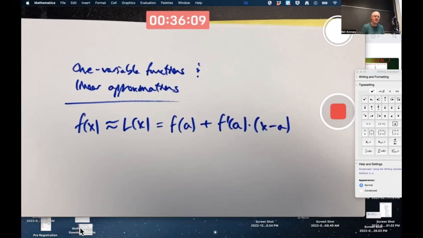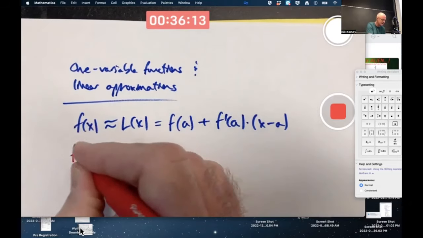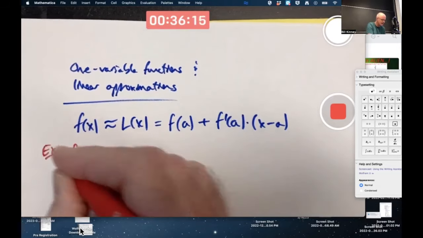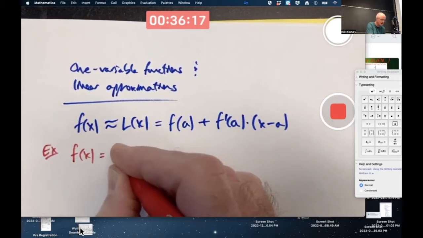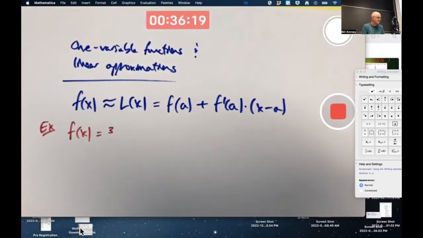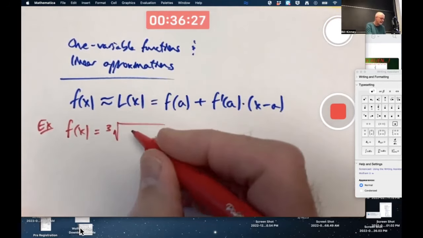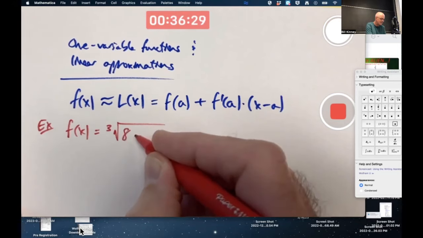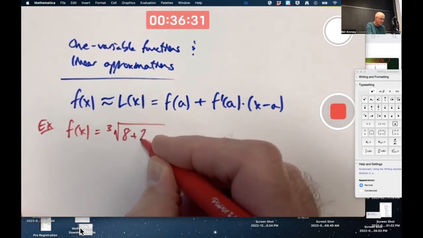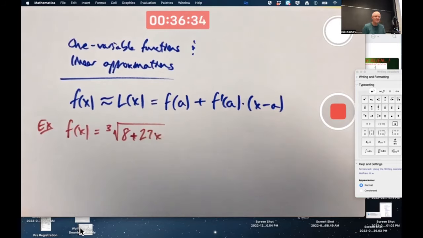We did one example with the square root function last time. Let's do another example with the cube root function. Not the cube root of x. Let's do the cube root of, to make it a little bit complicated, maybe 8 plus 27x. Okay, so I'm making it a little bit complicated. It's usually not quite this complicated. Your problems are going to be a little simpler.